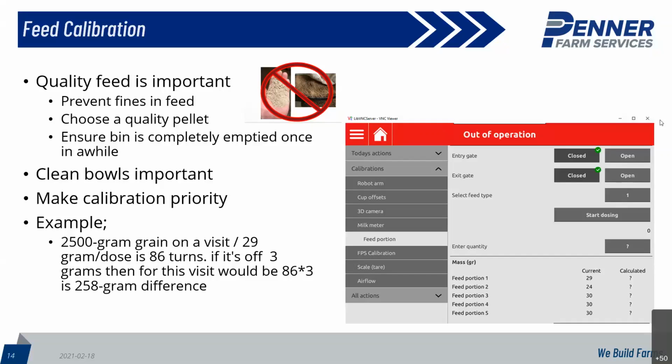Even if it's off only a few grams per pulse, it can cause a big difference on the total amount dispensed. For example, here, if you have a cow that gets 2.5 kg per visit, and in this particular example, she gets 29 grams per rotation of the feed motor. That means it's 86 turns required to dispense this amount. Now, if your calibration is off by 3 grams, then for this visit, she would be off 258 grams. If you do that times about 160 milkings on a daily basis, you're off over 40 kgs. So there is definitely some dollars to be made there potentially. The next slide, Ashley.